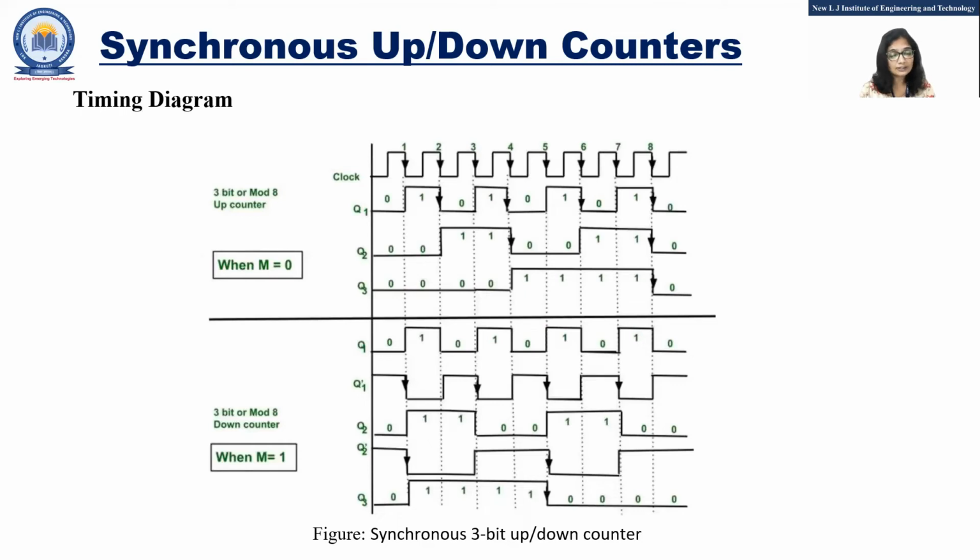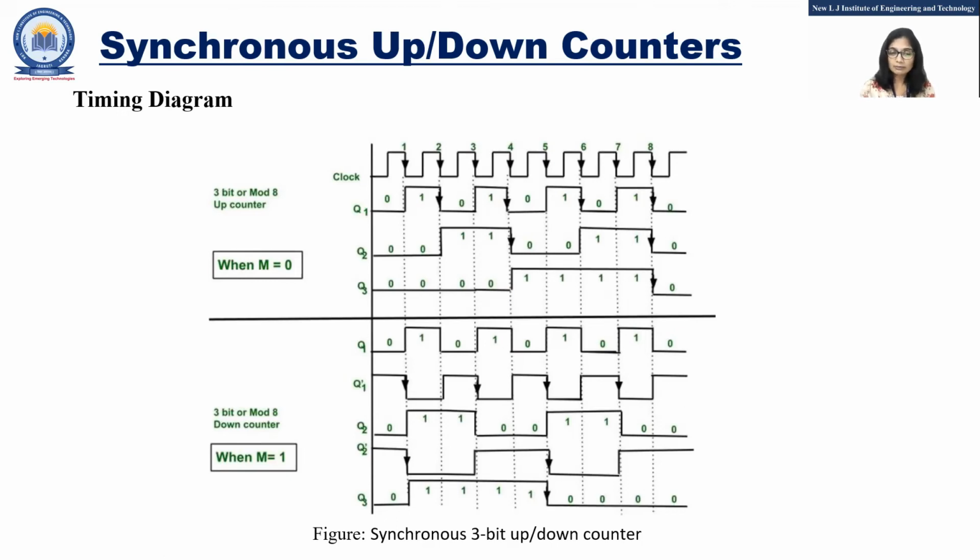This is the timing diagram of the synchronous up and down counter. When M is 0, you can see counting will start from 0 0 0, then 0 0 1, 0 1 0, meaning up counting. When M is 1, then counting will be down, meaning it will count from 1 1 1, then 1 1 0, then 1 0 1, meaning 7, 6, 5, 4, 3, 2, like this way.